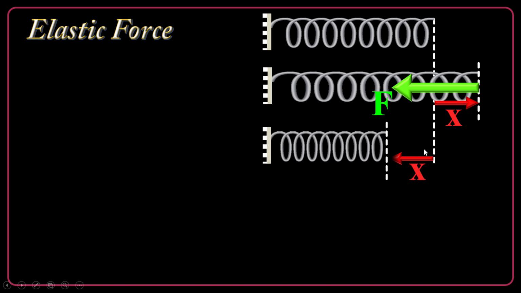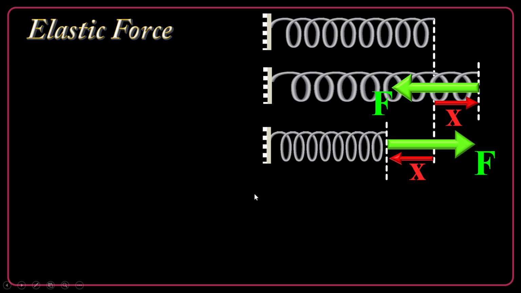Let's say I have an extension like x, rightward. Immediately, when you extend the spring, it will generate a force leftward against that deformation to bring the system back to its original shape. And if you make a compression leftward, the response will be rightward. This force is not constant. When you increase the deformation, the force will be stronger.